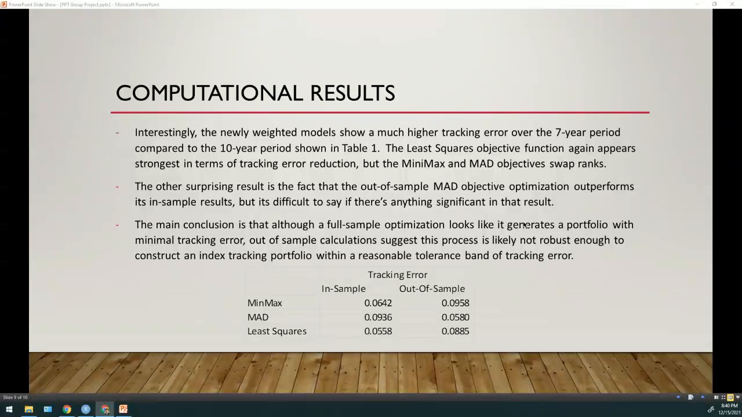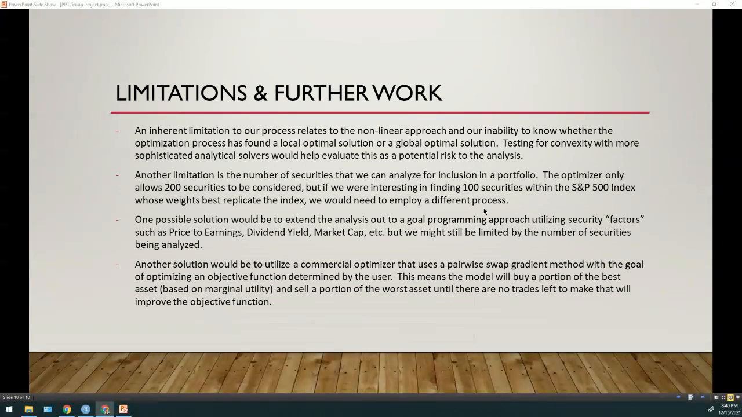Initially, we were surprised to see the results come in as positive as they were. But then when we tested them from an out of sample perspective, they looked a lot more akin to what we really expect.